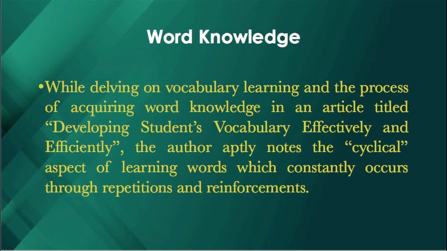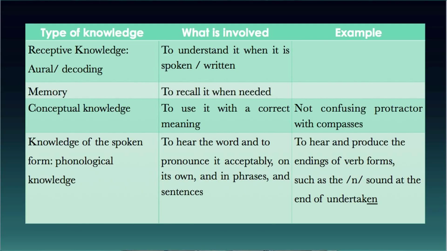Now let us take up word knowledge. While delving into vocabulary learning and the process of acquiring word knowledge in an article titled Developing Students' Vocabulary Effectively and Efficiently, the author noted that vocabulary is cyclical, especially because learning words constantly occurs through repetitions and reinforcements. This article provides a table on the various types of word knowledge, that is the process of learning and the use of words, which is resourceful and shall benefit your learning as well. You may take a look at the table to gain a better idea for yourself. The table is divided into three parts, that is type of knowledge, what is involved, followed by an example.